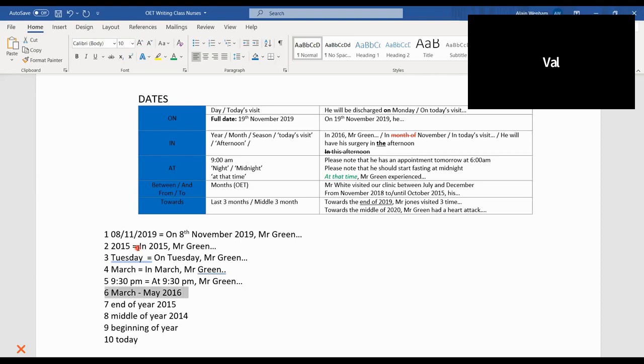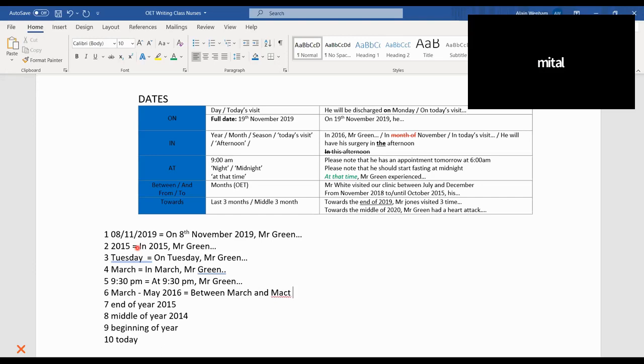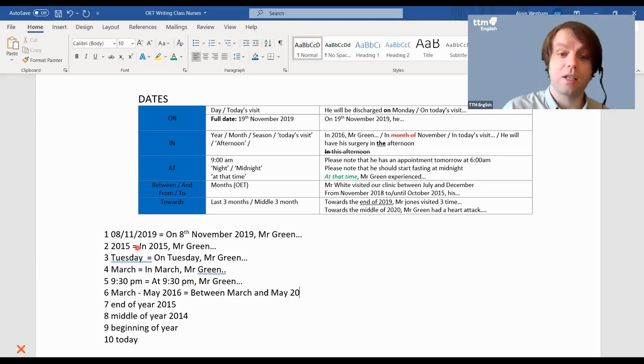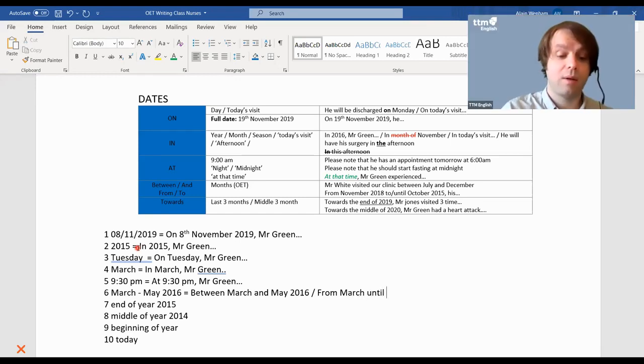What about this experience? Between or from is good as well. Between March and May. From March to May 2016. You can also say from March to May. Until, if you want as well. May 2016, right? Blah, blah, blah. There we go.